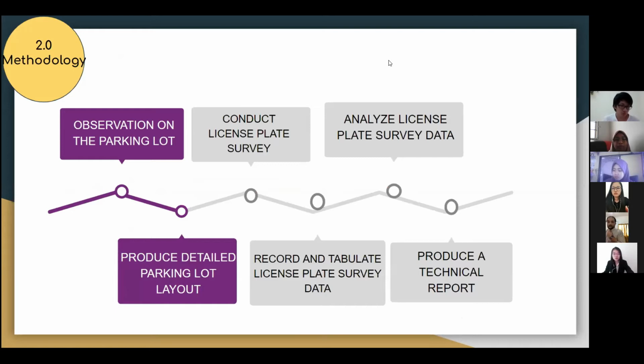And after a week, we conduct a license plate survey. After that, we record and tabulate the license plate survey data and analyze it for the inquiries of the community library. So we produce a technical report for them.